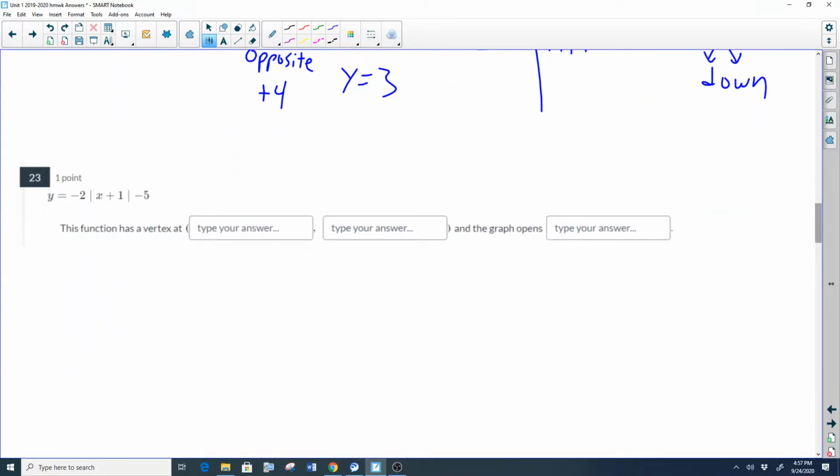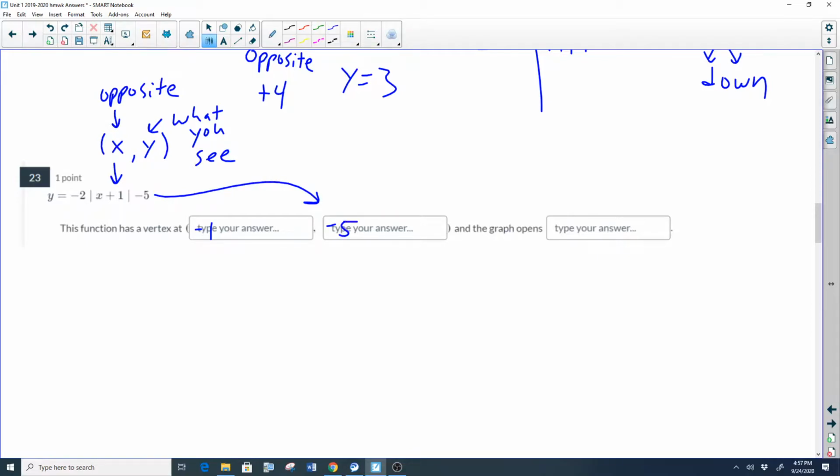Okay, the function of this one has a vertex where? Still looking here for the x value and here for the y value, okay? But just remember that the x value is opposite what you think. And then the y is not opposite, the y is what you see. Does that make sense? Okay, so our x value won't be 1, it'll be a negative 1. But then our y value will be a negative 5. So negative 1, negative 5 is where that vertex is.